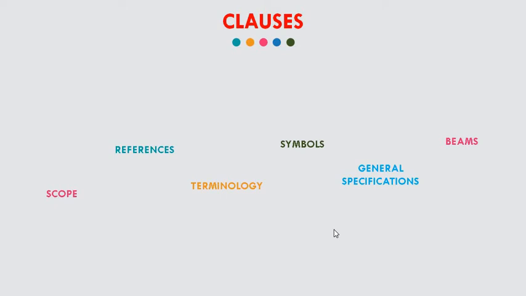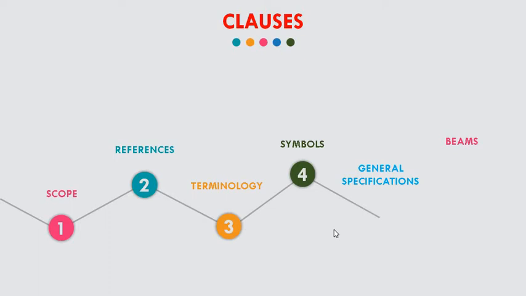In this code, we will study these clauses. We will start with the scope of the code, our first clause. Then we move to clause number 2, references. Then our third clause is terminology. Then our fourth clause, symbols. Our fifth clause, general specifications. And sixth clause is beams.